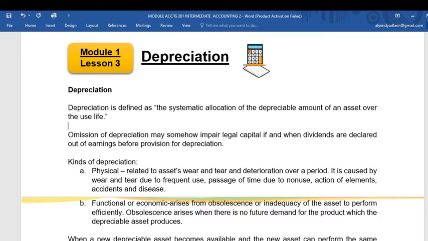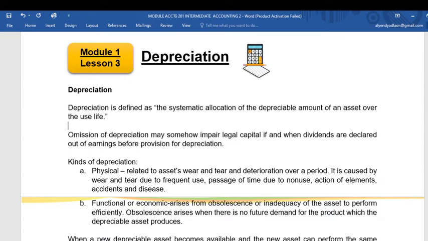Now, what are the kinds of depreciation? There are two kinds of depreciation, namely physical depreciation and functional or economic depreciation. Physical depreciation is related to an asset's wear and tear and deterioration over a period. It is caused by wear and tear due to frequent use, passage of time due to non-use, action of elements, accidents, and disease. So we call it physical depreciation if it is due to wear and tear.